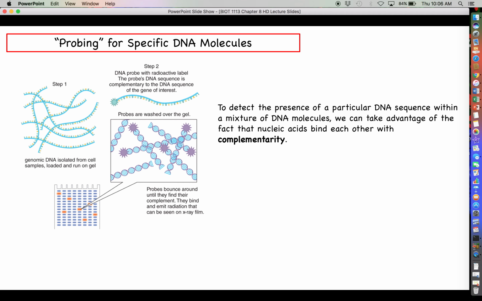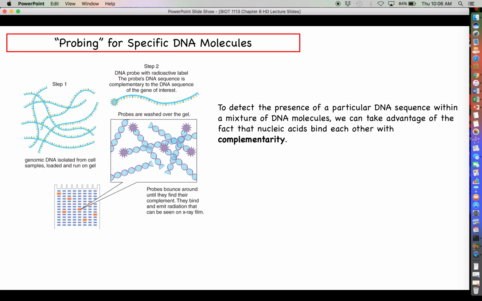Okay, so something that you may want to do after you have extracted DNA out of a cell, whether it's chromosomal DNA or plasmid DNA, is you may want to know whether a very particular DNA sequence is there. So that's obviously a very useful thing to be aware of. So probing for specific DNA molecules that have specific sequences is actually a pretty easy task.